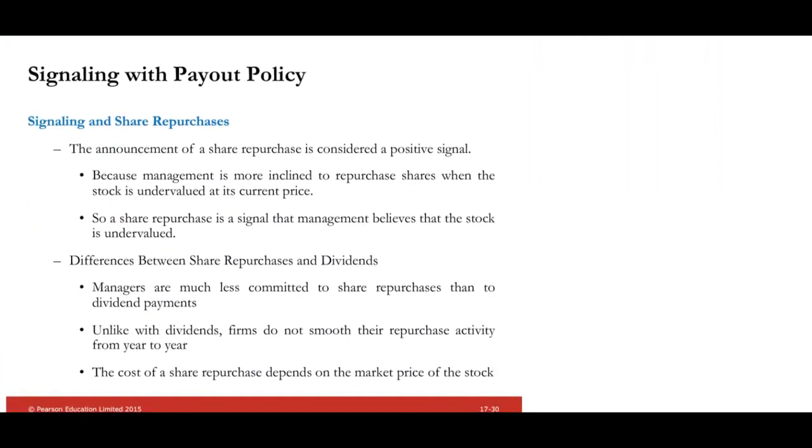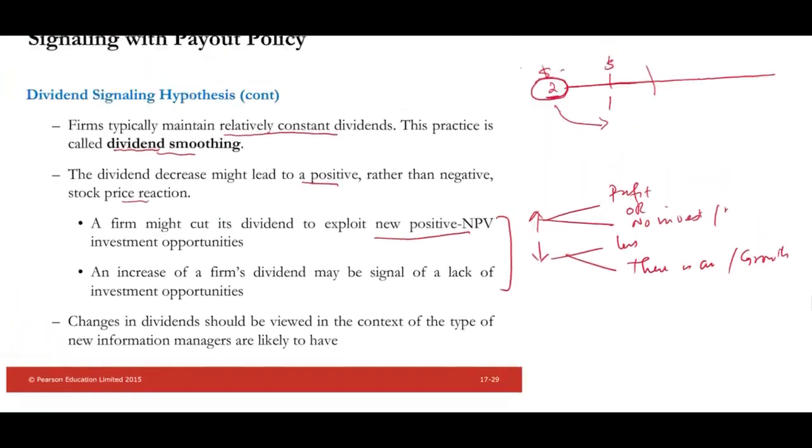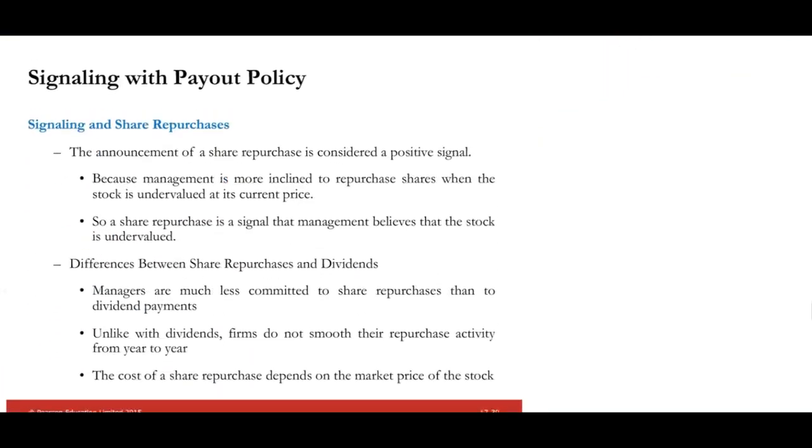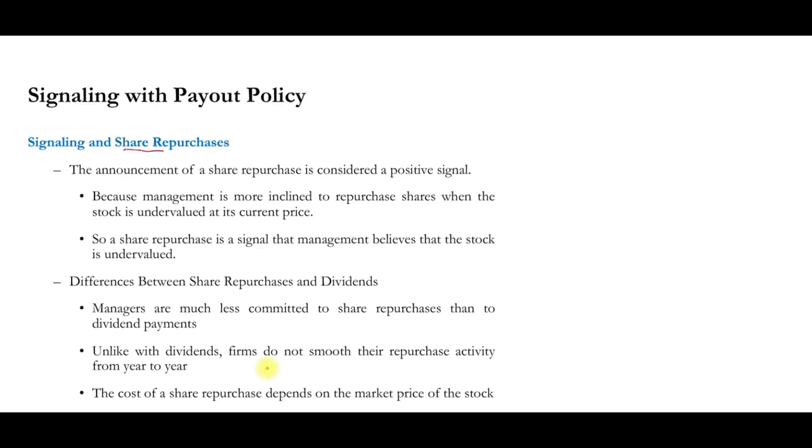Okay, signaling with payout policy. Number one was dividend signaling theory. It means when the company increases or decreases dividend, it is called dividend signaling. And signaling with share repurchase. Share repurchase is also a signal. The announcement of a share repurchase is normally considered a positive signal. This is true, okay, because a manager is more inclined to repurchase shares when the stock is undervalued at its current price.